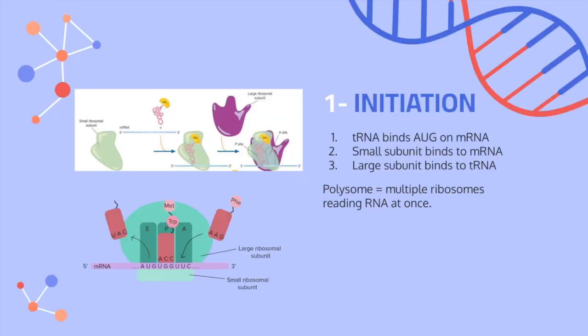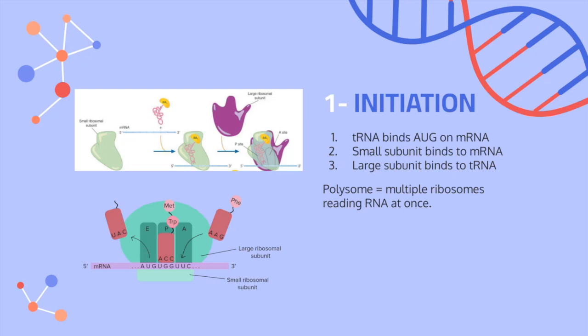So to start with, we have initiation. First, the tRNA will bind the AUG on the mRNA. Next, we'll have the ribosome that intervenes. The ribosome is the protein that is in charge of translation. It is made up of 2 subunits, a small and a large one. First, the small subunit will bind to mRNA, and then the large subunit will bind to tRNA.